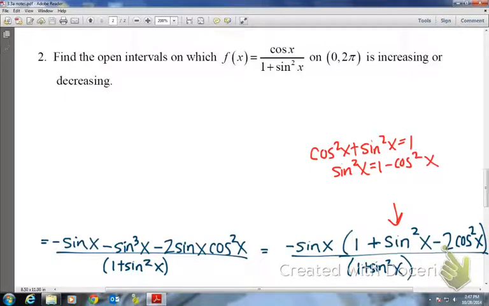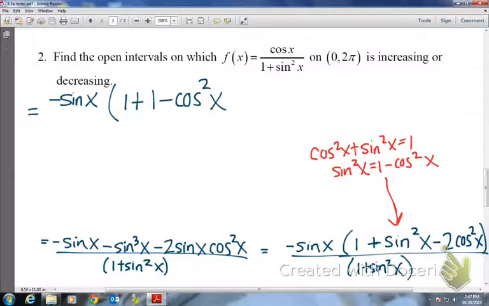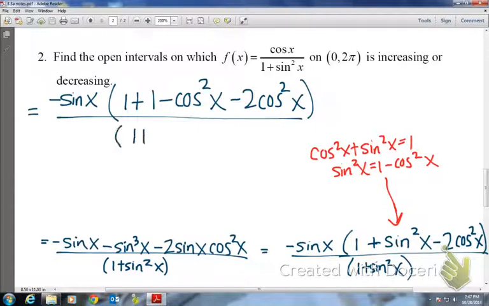And I'm going to use that to substitute that into here for sine squared of x. And I'm going to write it over here. So let me write this one more time. Equals negative sine of x times 1 plus, and instead of writing sine squared of x, I'm going to write what it equals, which is 1 minus cosine squared of x minus 2 cosine squared of x all over 1 plus sine squared x.